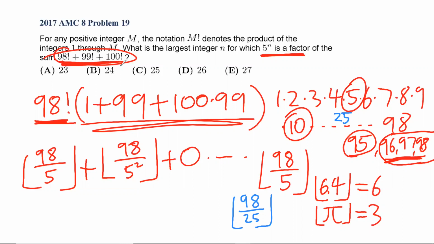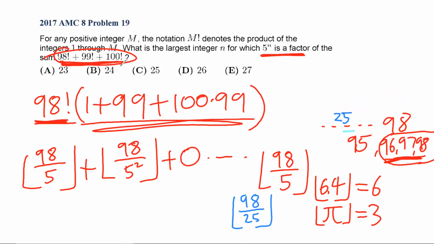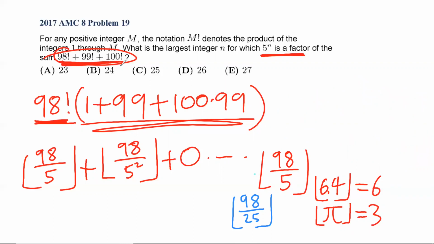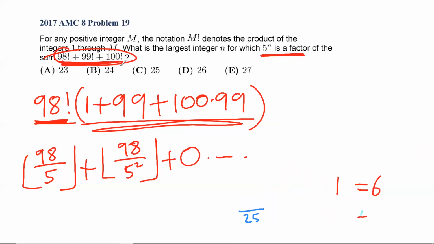Okay, so let's continue with the problem because we technically haven't finished. We figured out the number of 5s in 98 factorial. But there's another term that we haven't considered yet. So can anybody tell me what actually this number is?